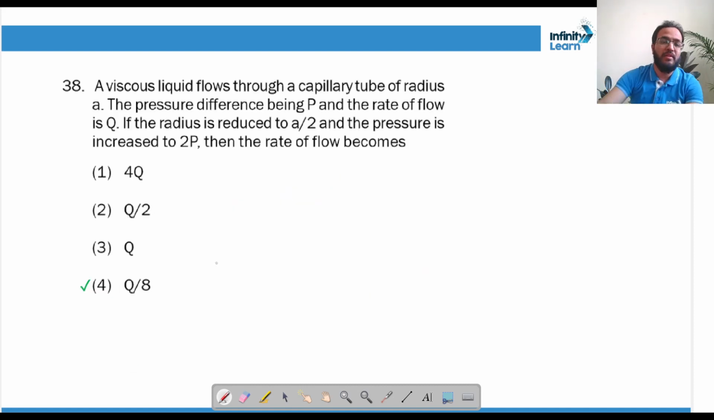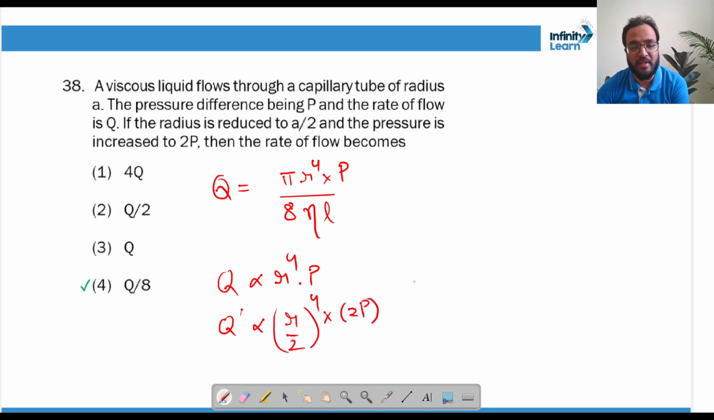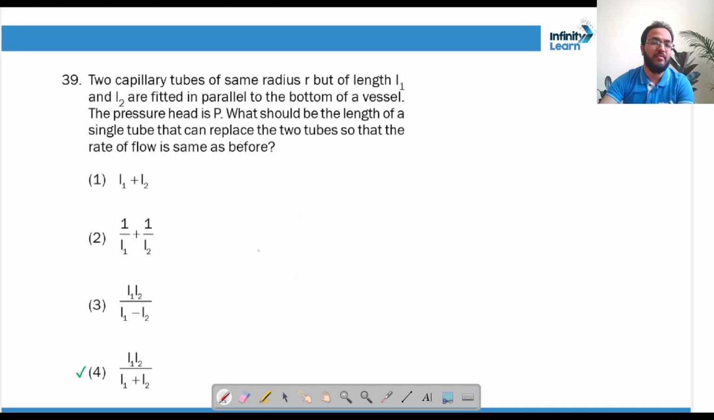Got it? Now for this there's a direct formula, student. Q is equal to pi r to the power 4 into P upon 8 eta l. So you can apply this formula directly. So simple, you are saying the radius is reduced to half and P is doubled. So Q is directly proportional to r to the power 4 into P. So obviously Q dash will be r by 2 into 2P. So you can say Q dash is equal to Q upon 2 to the power 4 into 2, that is Q by 8.